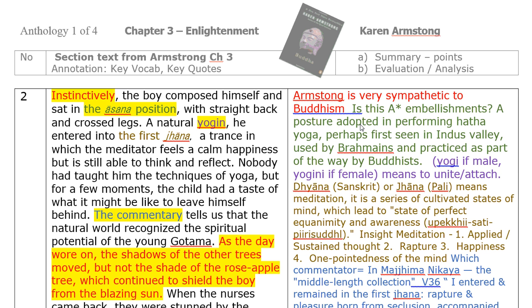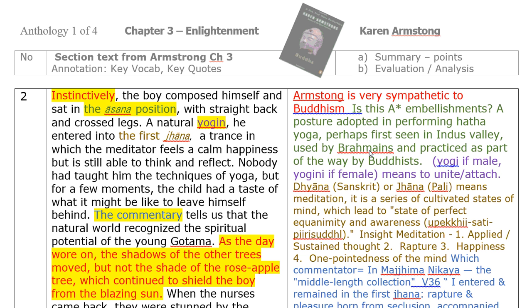Well, maybe not. Hatha yoga, which is what asana comes from, perhaps has its precedent long before the Buddha in the Indus Valley, used by not Buddhists but Brahmins who practiced it in private to cleanse themselves and prepare themselves to do the sacrifices. And Buddhists took it on board and said it was the main religious ritualistic practice that all Buddhists would do. So more on asana, the asana position and hatha yoga later. Look it up. Next sentence.